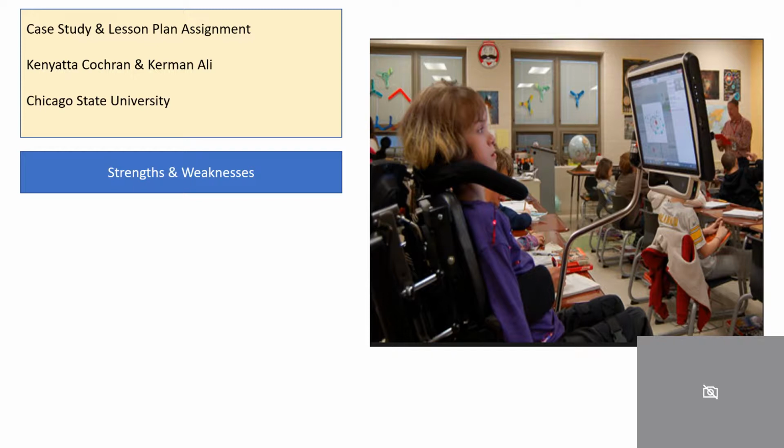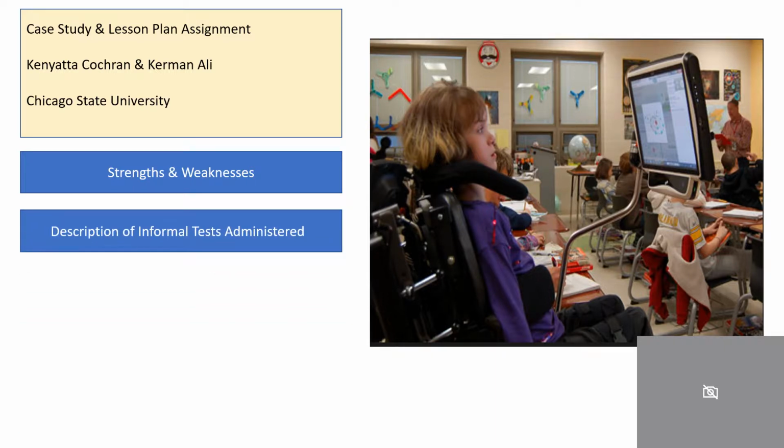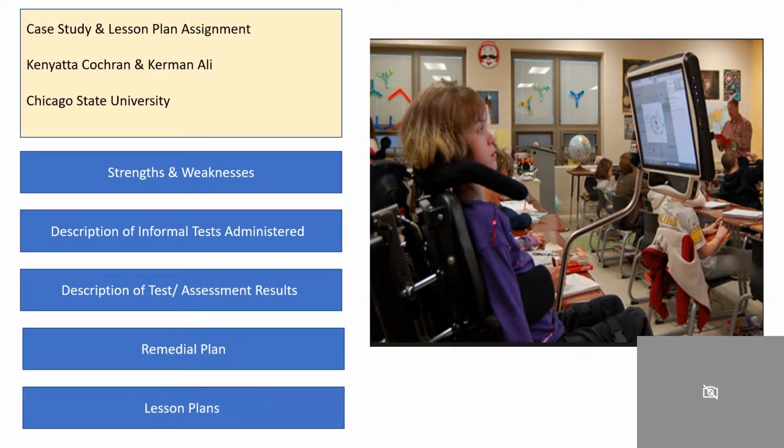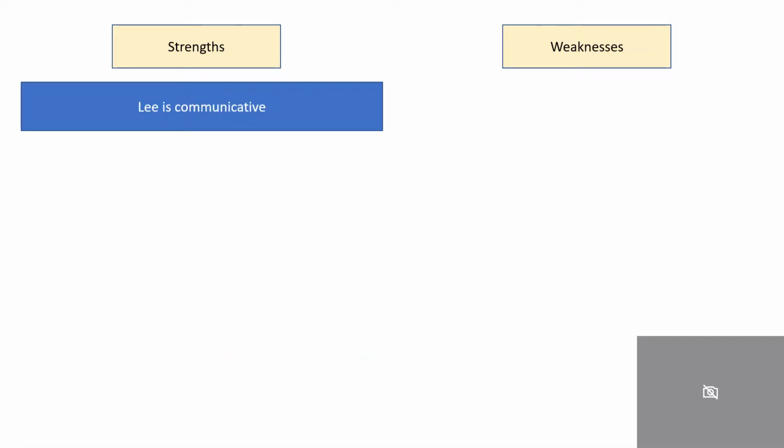Our primary objective for this case study included an analysis of Lee's strengths and weaknesses, a description of the test assessment results, a description of informal test results, the remedial plan, and lesson plans. Starting with the strengths. Lee is communicative and has the ability to use multiple forms of communication to get his point across.